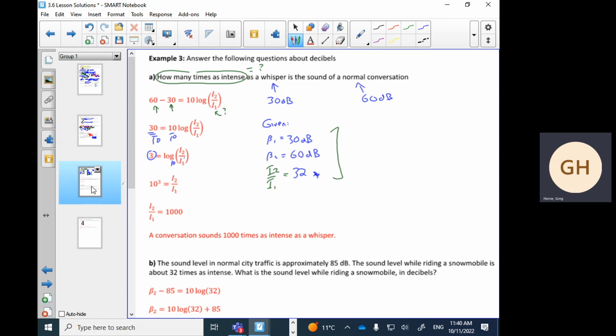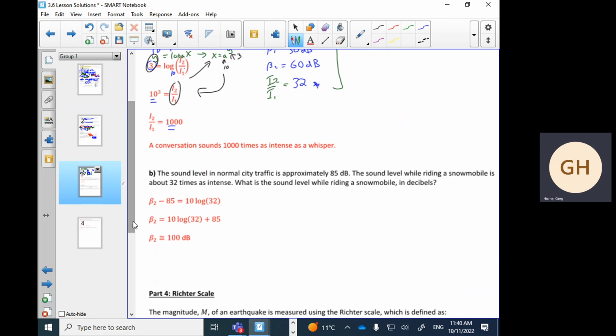Or, if you prefer like I do, y equals log base a of x converts to x equals a to the y. The y is clearly the 3, the a is the base, always, and the x is the ratio we're looking for. That gives us this line, and you can just evaluate it and get 1,000. It shows the conversation is 1,000 times as intense as a whisper.